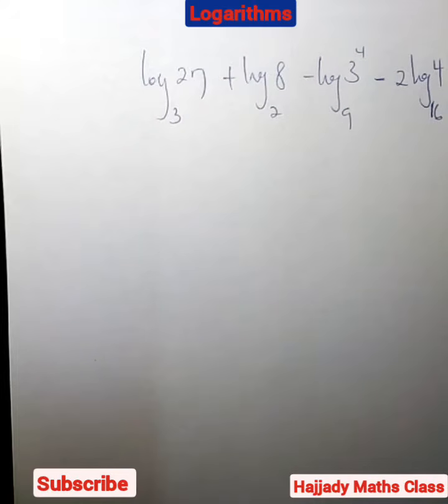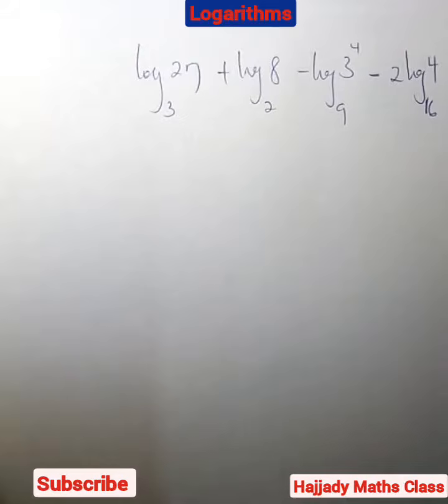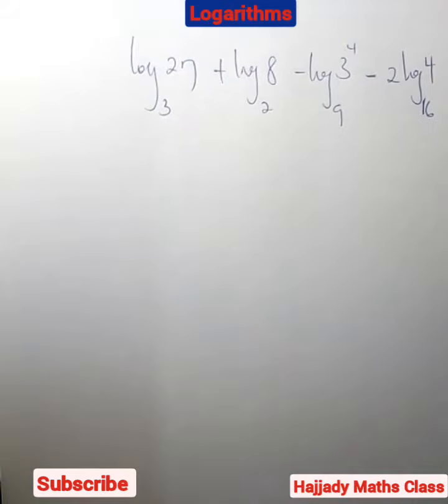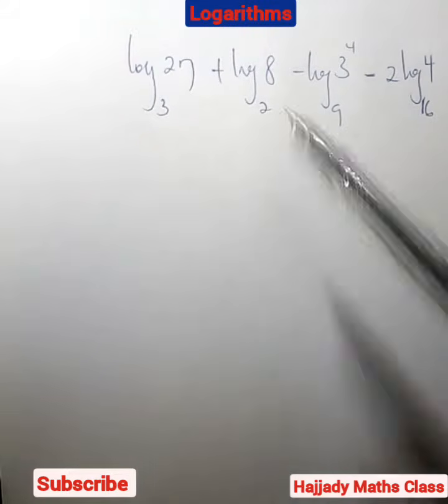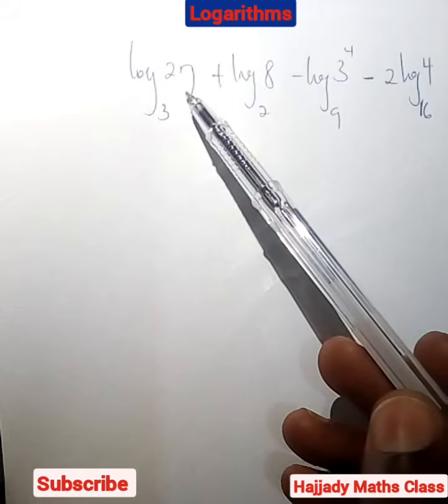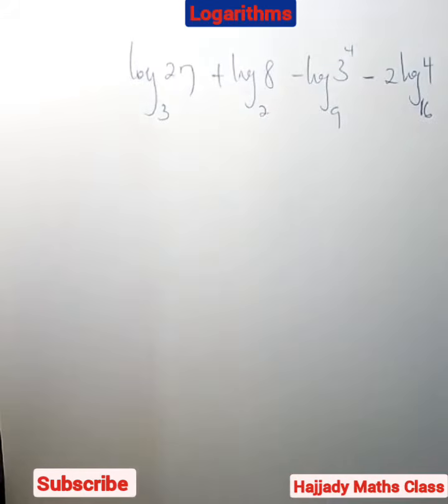Now, in solving this, there's one thing that will serve as a clue for you. Here, the base is base 3. So the first thing that will come to your mind is how you can express this 27 in powers of 3. For you to do this, you need to know the powers of numbers, the multiples of numbers.